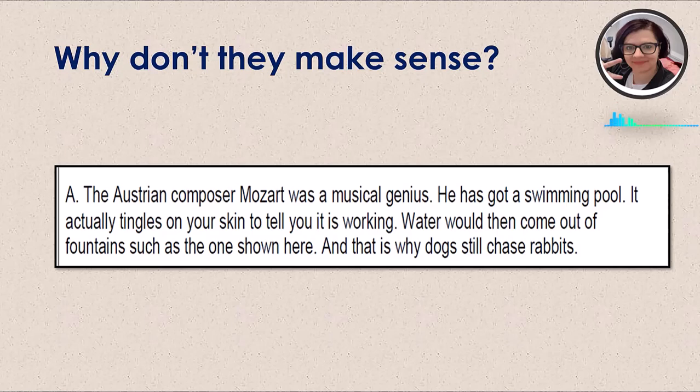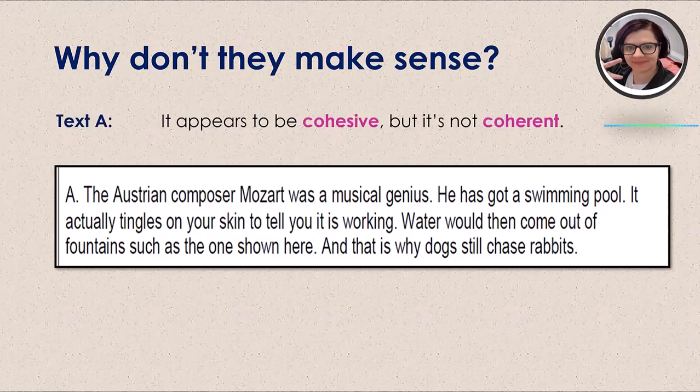Welcome back, happy people. So, this was text A. Why doesn't it make sense? Well done. The text appears to be cohesive, meaning that we can see instances of referencing being used, but it is not coherent because the theme of the text, the composer Mozart, is not kept throughout the text.